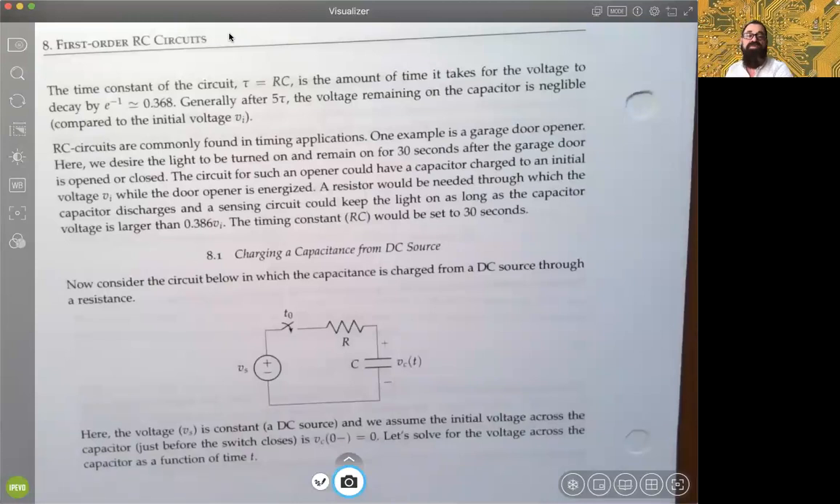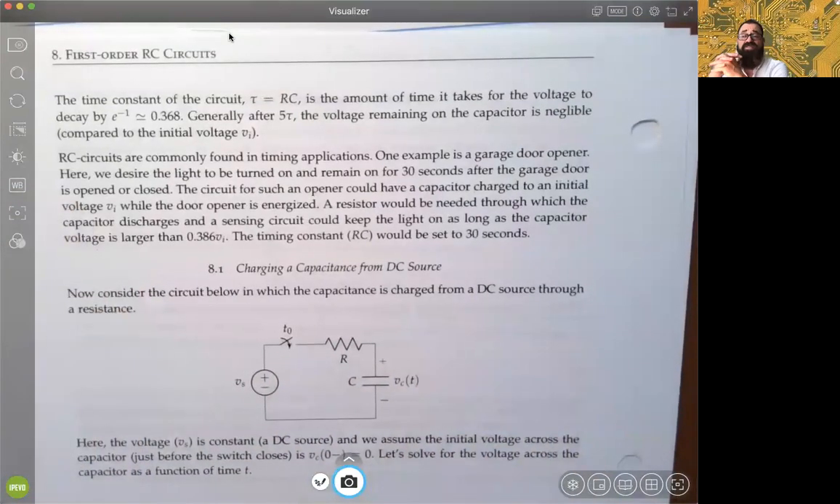Generally speaking, what people observe is after about 5 time constants, 5 times RC, you have very, very limited voltage, practically zero, okay? So you use these kinds of RC circuits in timing applications, okay? The garage door opener is what I said here. You might desire that a light is on for a while, and how long it should stay on depends on how much power you're going to generate to it. And this will be a good illustration of designing it so that after so many time constants, your light goes out, right?